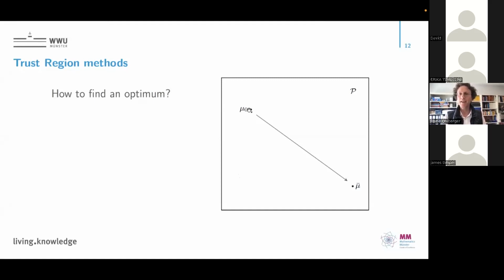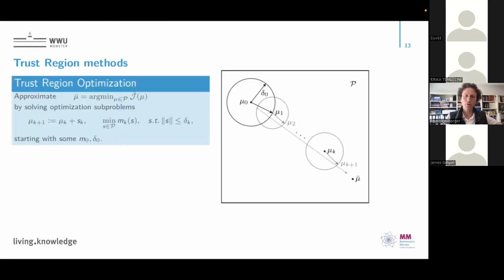And as you see here, what we need is just a good way to go along this path from mu0 to mu bar. This is a path which is, let's say, codimension 1 in this parameter space, independent of how large the parameter space is. And this is what we want to take advantage of.